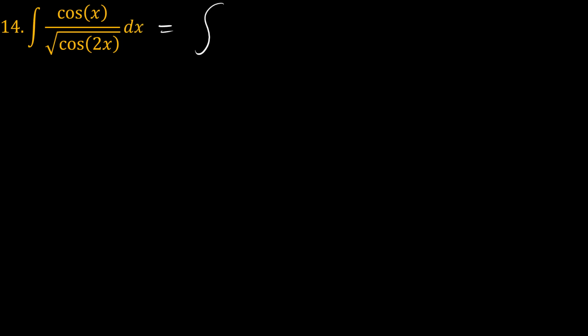Problem 14, which is the indefinite integral of cosine of x over the square root of cosine of 2x. One thing I would like to do is re-express cosine 2x in terms of sine x. So this is cosine x over the square root of 1 minus 2 sine squared x.